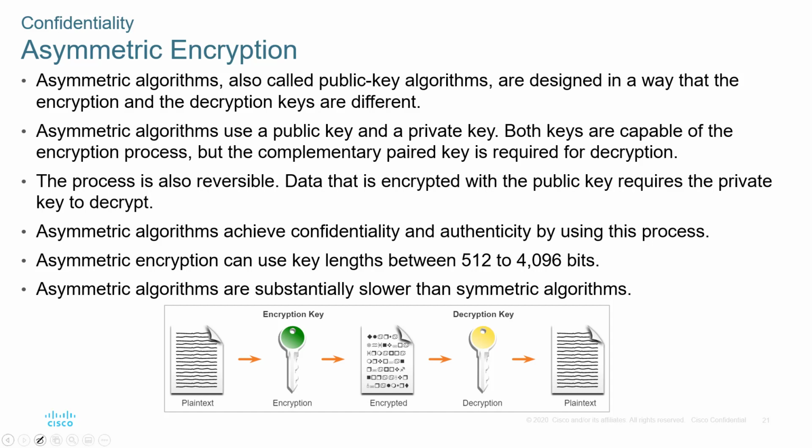So, let me grab my pen. We have our plain text. We use our encryption key, the public key, to encrypt, and to decrypt it, we will need the private key. Asymmetric algorithms achieve confidentiality and authenticity by using this process. Normally, the key lengths are between 512 and 4096. The asymmetric algorithms are substantially slower than symmetric, but they do offer a much larger bit size and different keys.